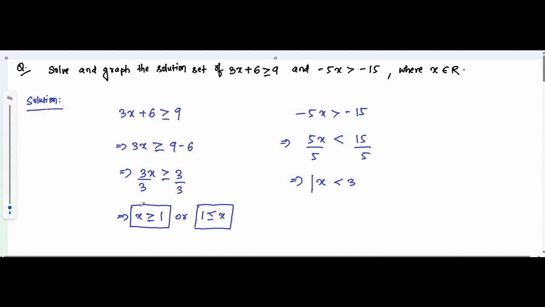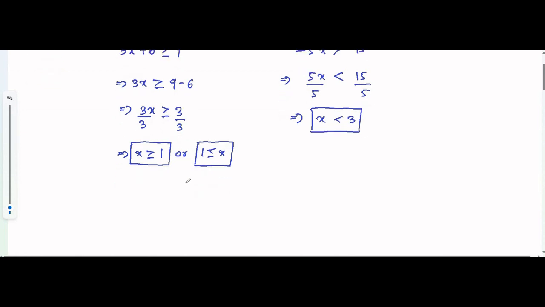So here we have to graph the solution set of 3x plus 6 greater than or equal to 9 and minus 5x greater than minus 15. So we have to include both the solution sets. It's not that we have to graph the solution set individually. So here I will show you the individual solution set and the combined solution set.